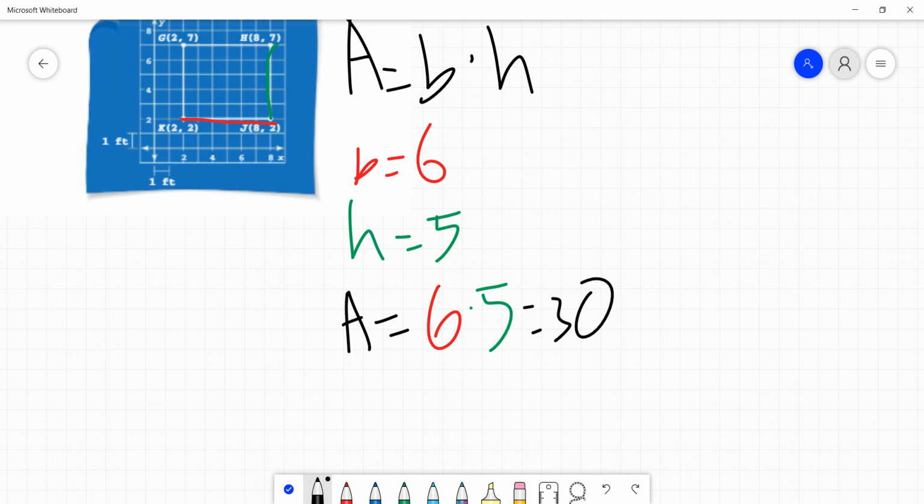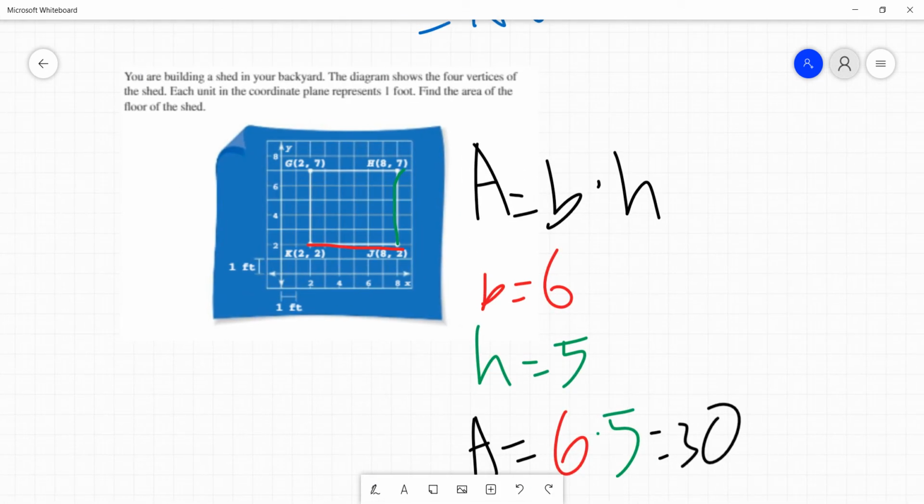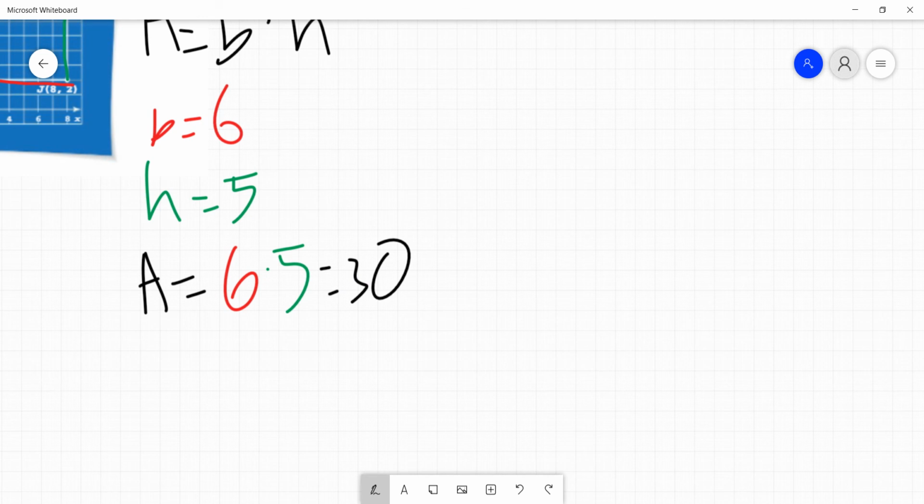Oh, actually, since in the problem, you notice they say each unit or each grid square represents 1 foot. So now I know the units. So it's just 30 feet squared.